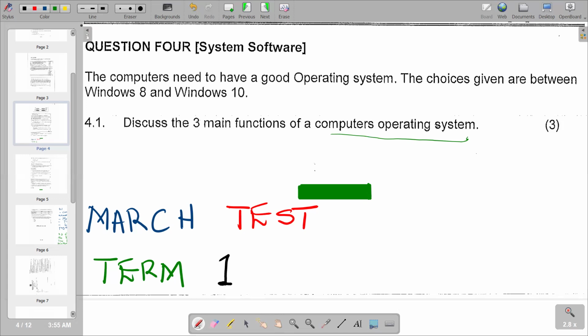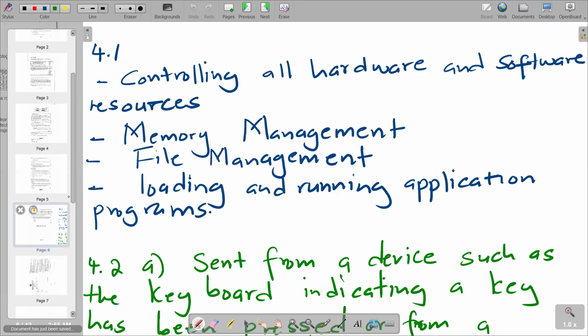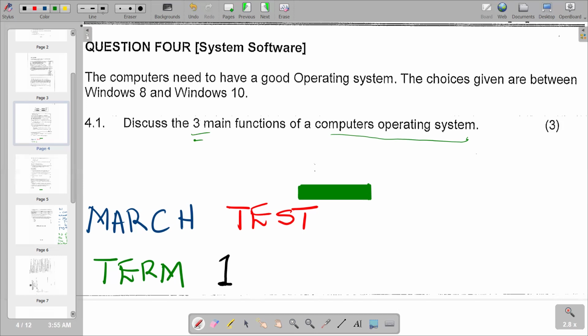You have to notice that we have various functions that we can put down for a computer's operating system. We have functions which include memory management, and we also have secondary storage management. We can also talk about file management, loading, and running application programs. So we have those functions stated in our answer section, where we are saying controlling all hardware and software resources, and second one, memory management, third one. But if you refer back to our question, our question only requires three. So we can just pick three from the ones that we are given there.